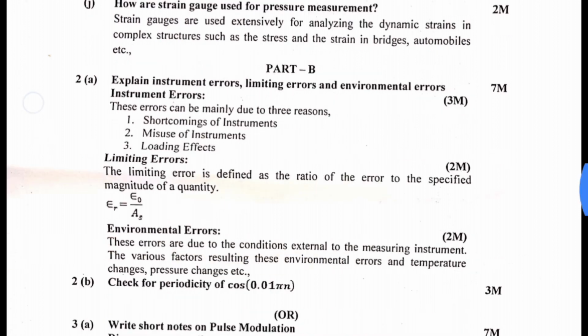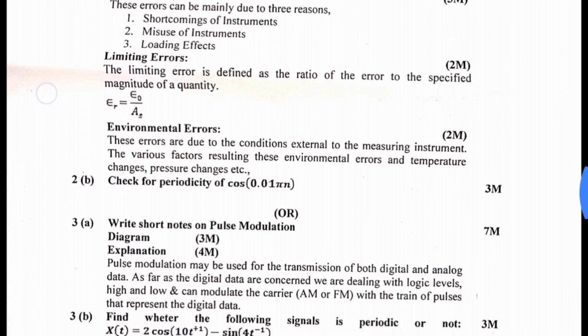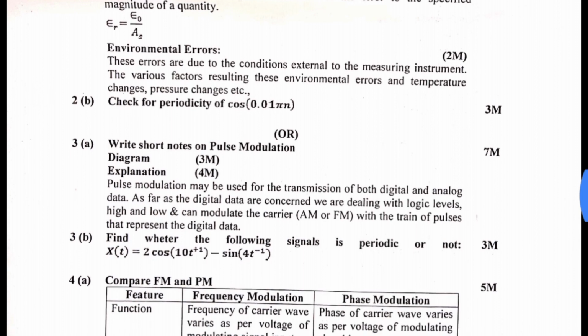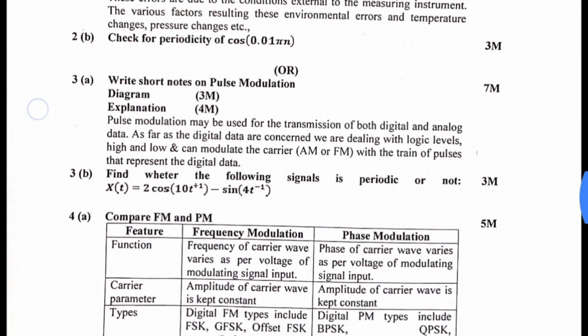Coming to part B, the 10 marks questions are very important to score maximum marks. Explain instrumental error, limiting error, environmental error. The answers are given. Limiting errors are specified in the magnitude of the quantity, epsilon r equal to epsilon naught by A. Environmental errors are due to environmental conditions. Check the period of cos 0.015 n, which is 2 pi. For that question, they allotted 3 marks. You will get marks like that. They will divide the marks according to the question.